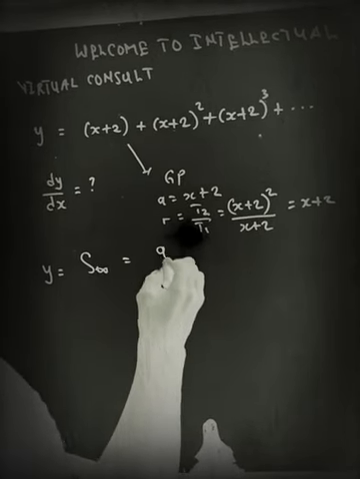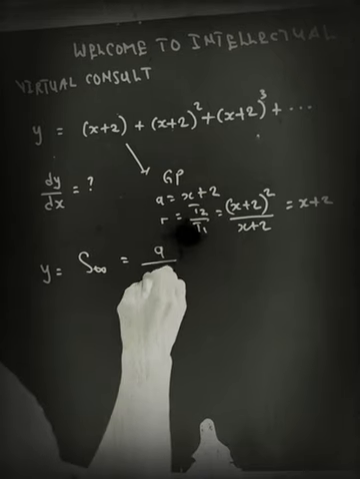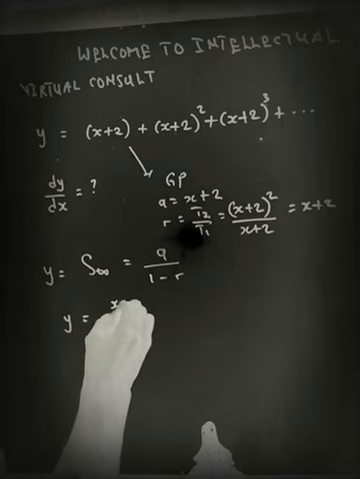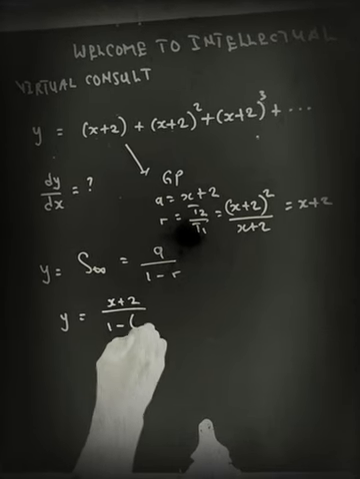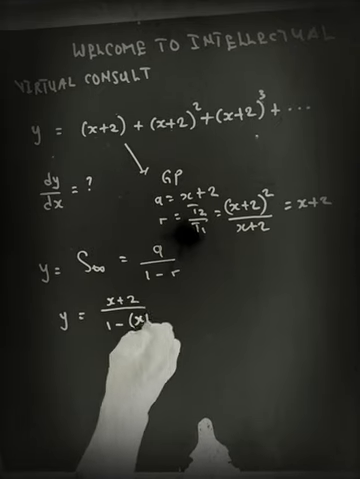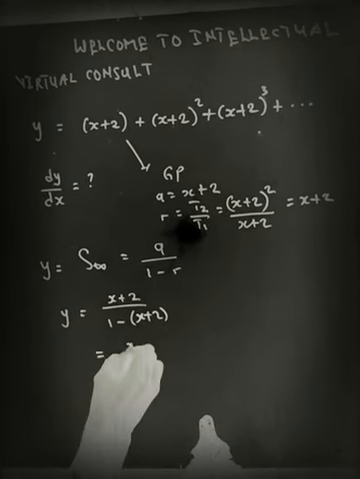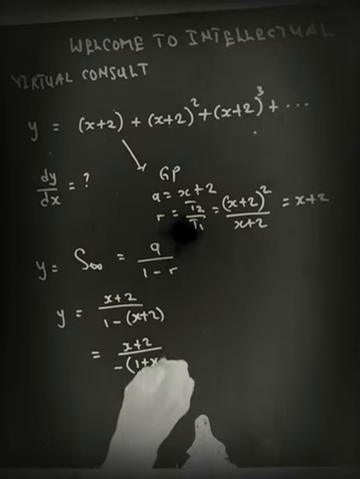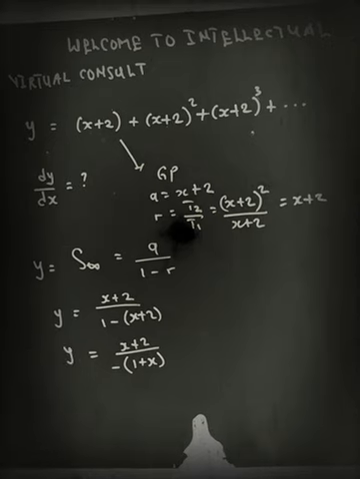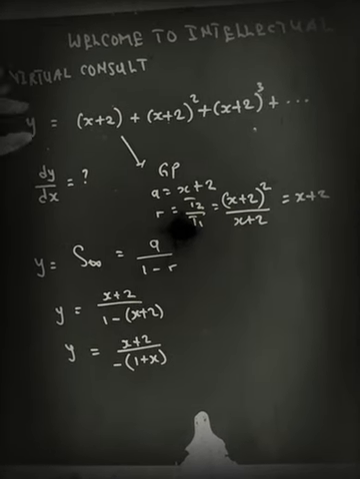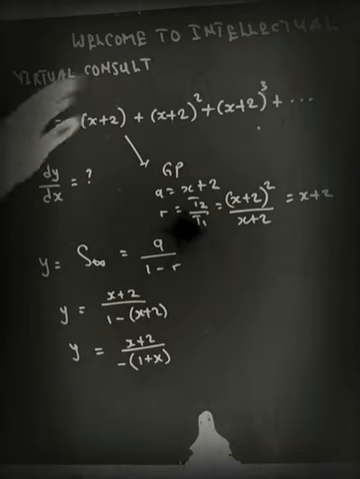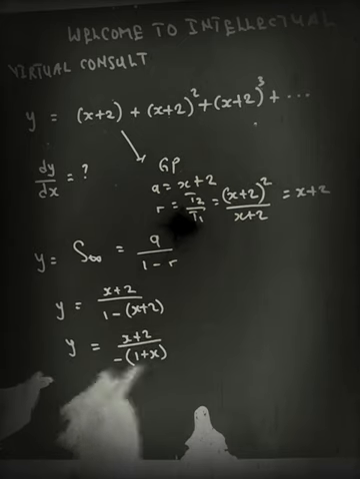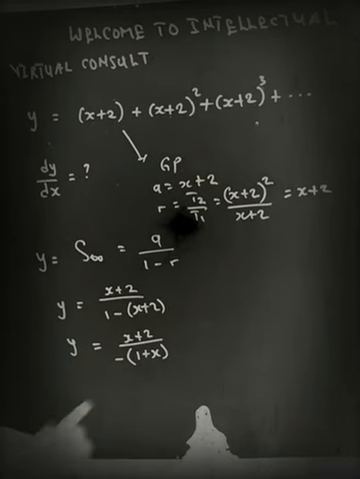Now, bearing in mind that the formula for finding the sum of GP terms to infinity is a over 1 minus r, we have y equals the first term, x plus 2, over 1 minus the common ratio, which is x plus 2. So further reduced to x plus 2 over minus into brackets 1 plus x. So this is quite interesting now. We are able to compress the elongated function to a discrete form so that it will be quite easy for us to differentiate using any technique that we would like to choose.